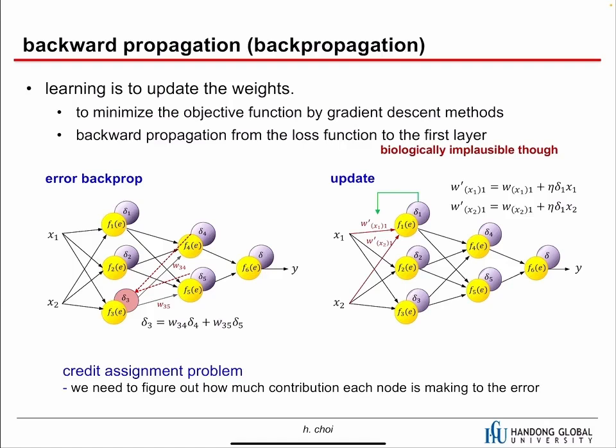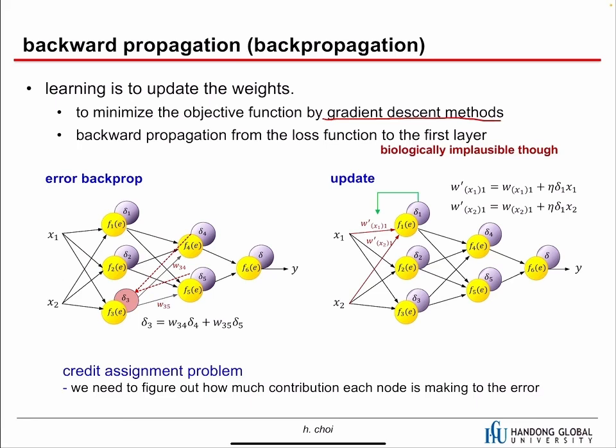Now, backward propagation. The learning is to update the weights of the neural networks to minimize the objective function by a gradient descent method. About this gradient descent method, we're going to talk about it in the numerical optimization chapter, in the next chapter. Okay? And the backward propagation goes from the loss function to the first layer. So this propagation goes from the output to input.